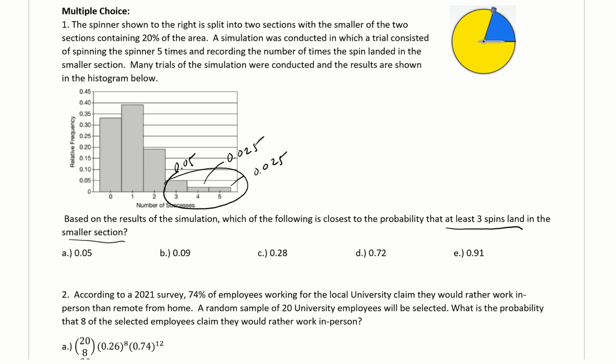Half of 5 is 2.5%. So if I add those 3 together, that's 5 plus 5. If I add these 2 together, I get 10%, right? So 0.05 plus 0.025 plus 0.025, that's about 10%, 0.10. And so the closest answer to that is 9%, so the answer is B.